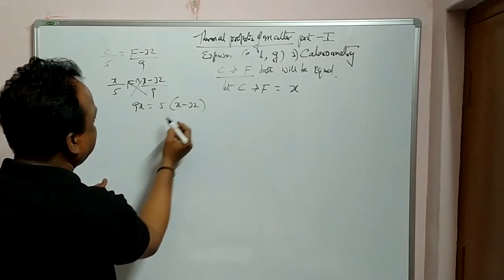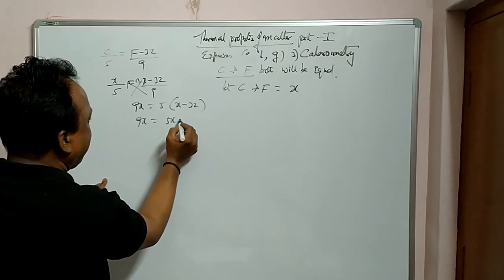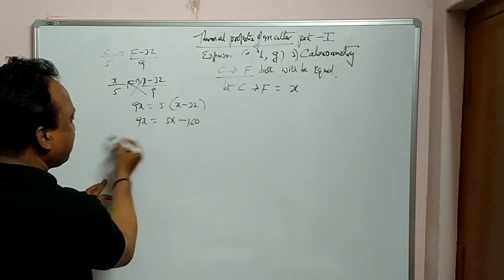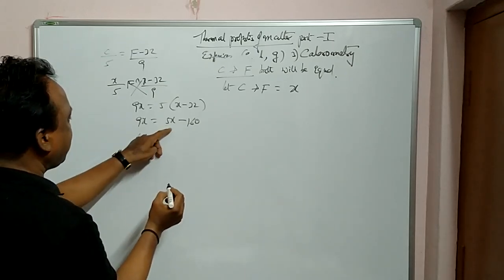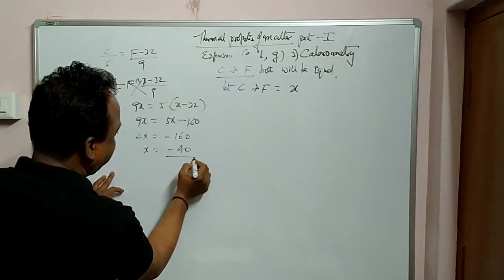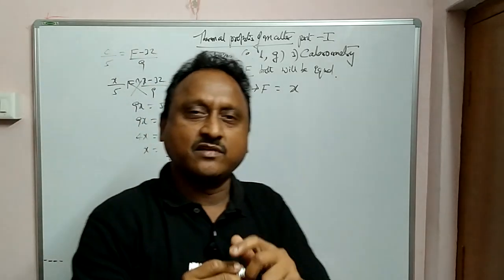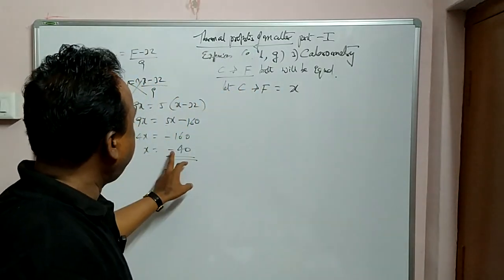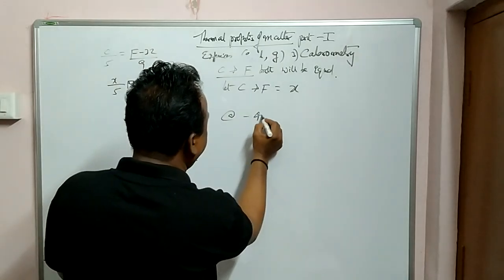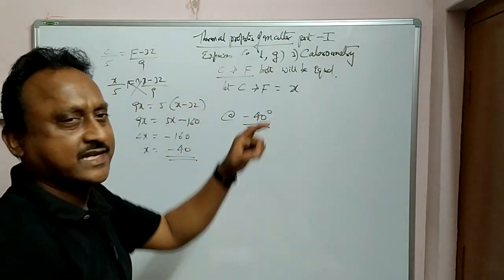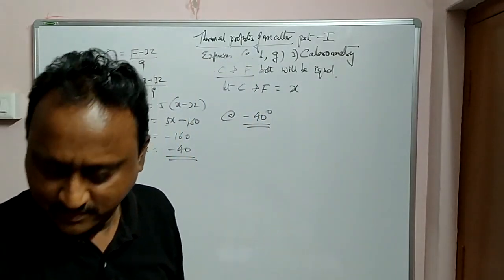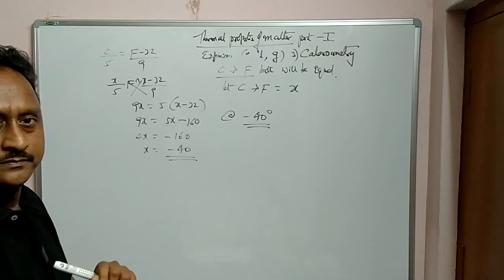9x is equal to 5 into x minus 32, or 9x is equal to 5x minus 5 into 32, that is 160, or 5x if you take to left side, it becomes 4x, 9x minus 5x, 4x is equal to minus 160, x is equal to minus 40. సో ఏ టెంపరేచర్ వద్ద సెంటిగ్రేడ్ ఫారెన్హీట్ సమానంగా ఉంటాయంటే ఎట్ మైనస్ 40 degrees. అర్థమవుతుంది మీకు? సో ద ఆన్సర్ ఈస్ ఎట్ మైనస్ 40 degrees బోత్ సెంటిగ్రేడ్ స్కేల్ అండ్ లేదా సెల్సియస్ స్కేల్ అండ్ ఫారెన్హీట్ స్కేల్ విల్ బి ఈక్వల్. క్లియర్? ప్లీజ్ నోట్ డౌన్. రైట్.